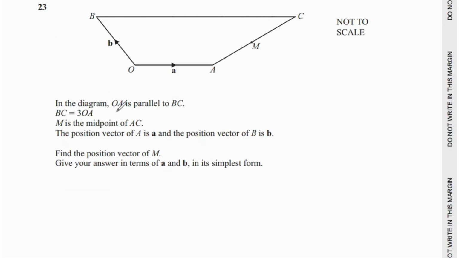In this question, it says on the diagram OA is parallel to BC. BC is thrice of OA, so BC is going to be 3 times A. M is the midpoint of AC. The position vector of A is A and the position vector of B is B. Find the position vector of M.